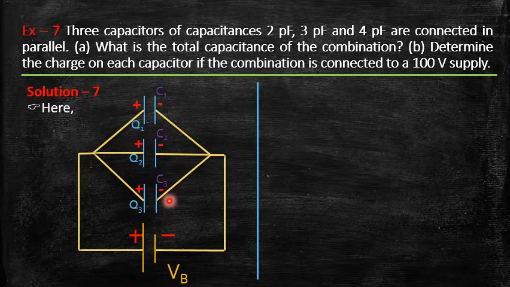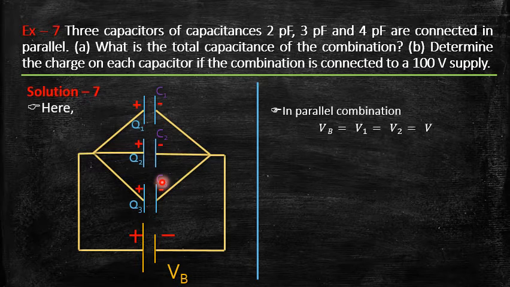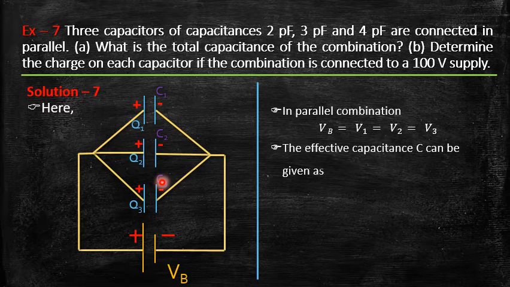Okay. How do we determine total capacitance? Actually, effective capacitance is a more appropriate word. So we know that for a parallel combination, the effective capacitance is C equal to C1 plus C2 plus C3. Do we have C1, C2, C3? Yes, we have 2 picofarad, 3 picofarad, 4 picofarad. So we can find the effective capacitance, that is the answer of A.